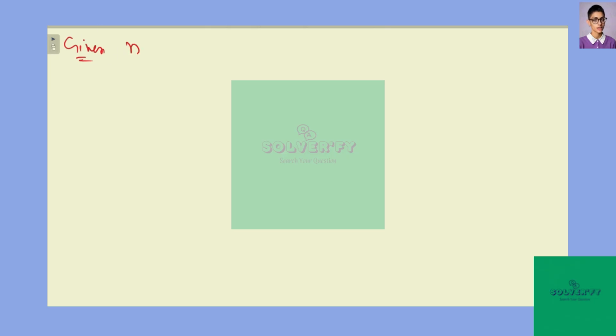We are given that the mass of both blocks is 27 kilograms, the coefficient of kinetic friction is 0.15, and the inclination theta is 34 degrees. Now I am going to draw the given diagram for this question.